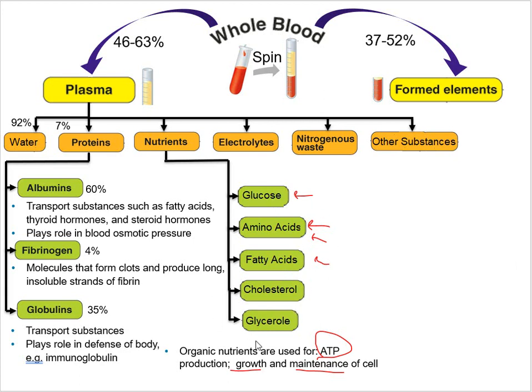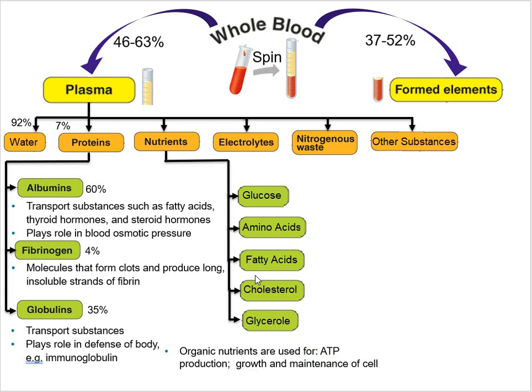So what does the plasma do? Plasma is basically transporting those nutrients from the intestine. When you eat, from the intestine those nutrients are transported to the liver, and then from the liver to the cells, and then the cells use those and produce waste product.